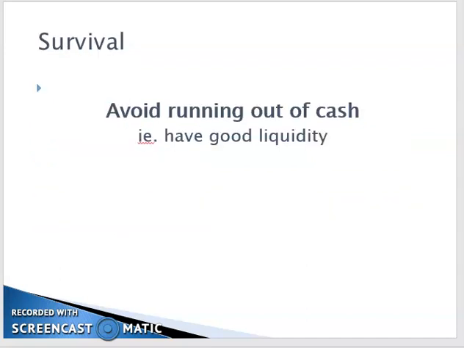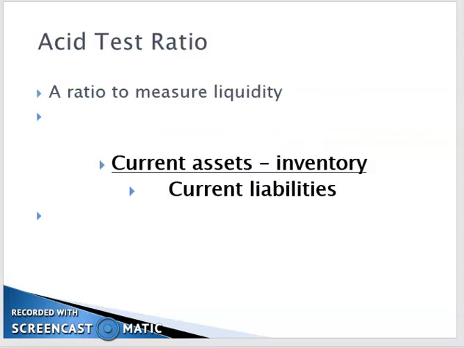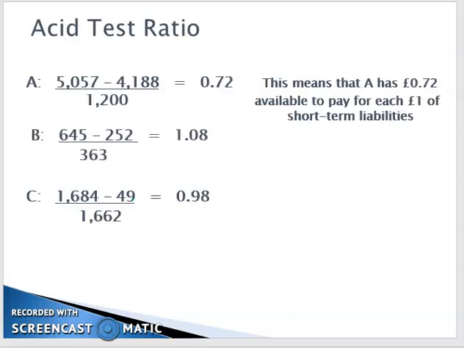For a company to survive, it needs to avoid running out of cash. So it needs to have good liquidity. The ratio to measure liquidity is the acid test ratio, which is shown here. There is another ratio called the current ratio, but that's not really as rigorous as this. So for the three companies, we've done the calculation, and here are their acid test ratios.